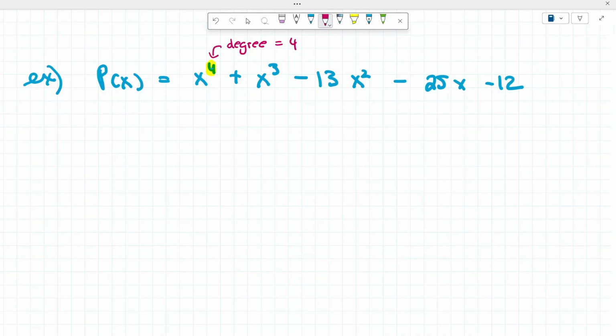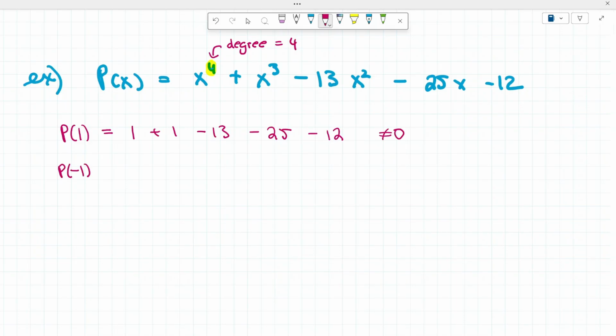We're going to use the Rational Root Theorem, which I have a video on already, to determine some potential roots of this polynomial. So we're going to go ahead and just try some. We're going to try p of 1. p of 1 gives us 1 plus 1 minus 13 minus 25 minus 12. Well, this does not equal 0. Good try. Let's try another one.